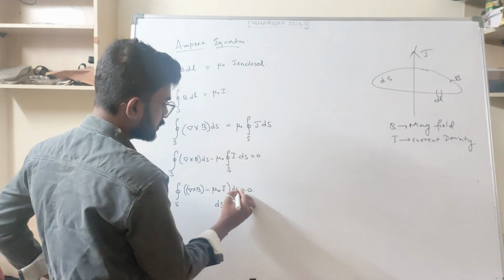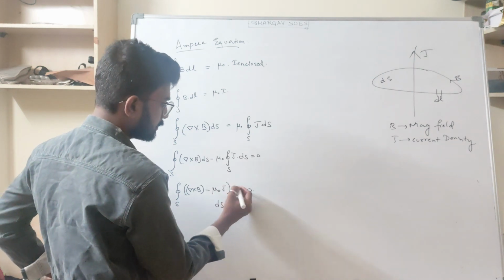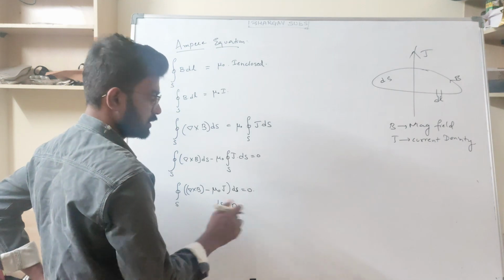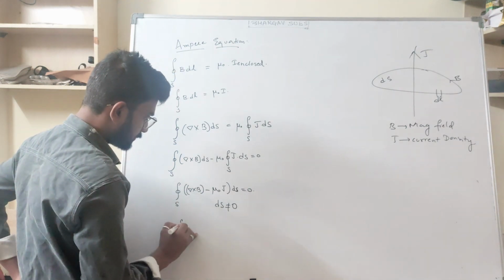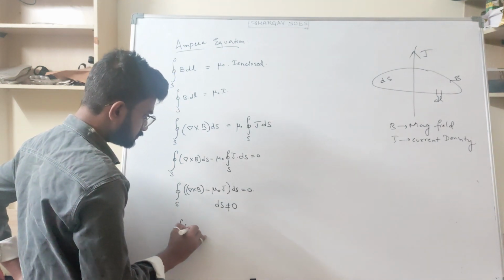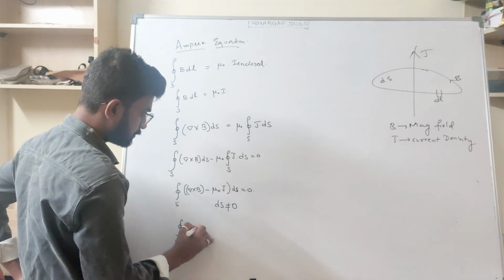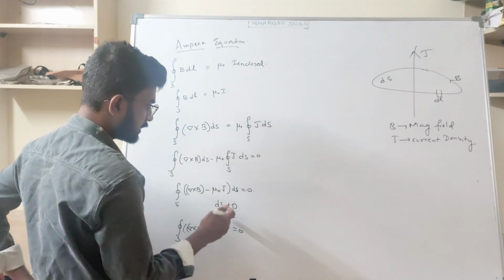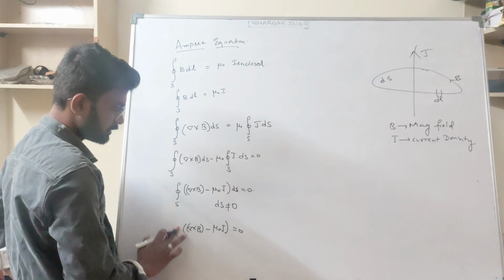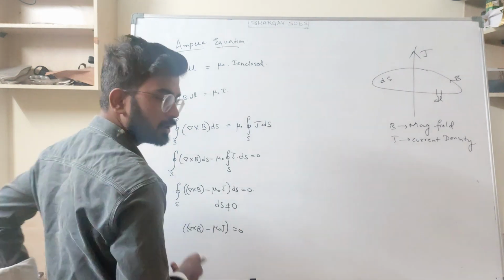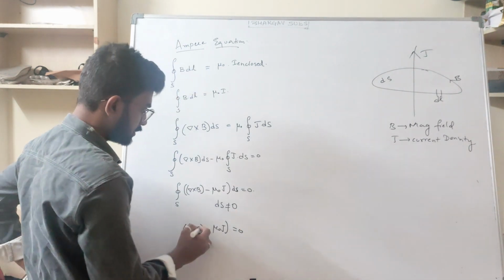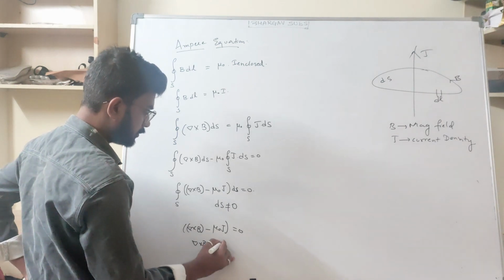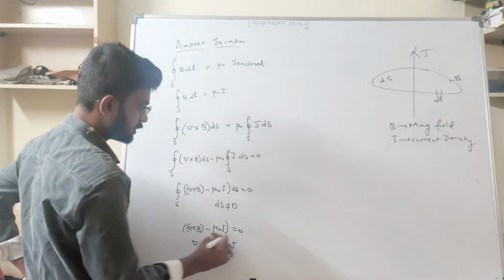If it is not equal to 0, you can transfer it to the right hand side, and 0 by ds is equal to 0. So I will get del cross B minus mu naught J is equal to 0. I took ds to the right hand side, so no need to apply the integral. So del cross B is equal to mu naught J.